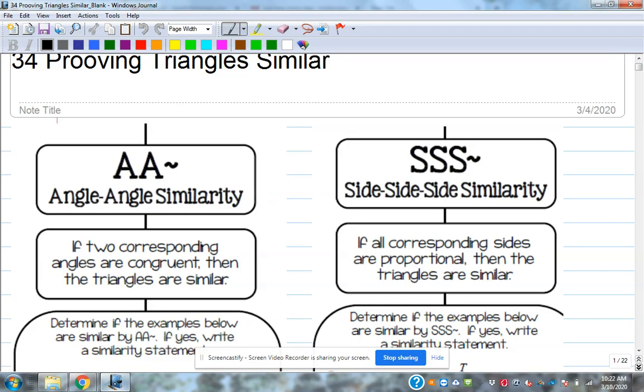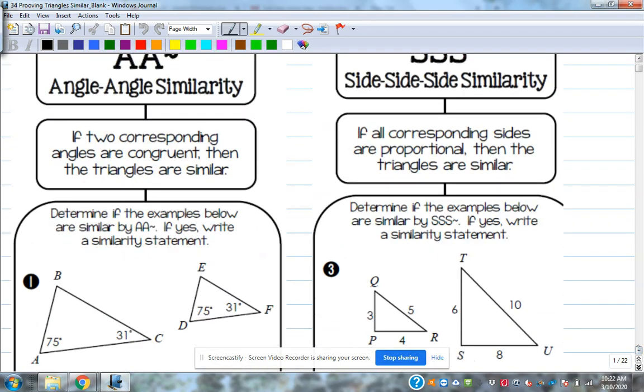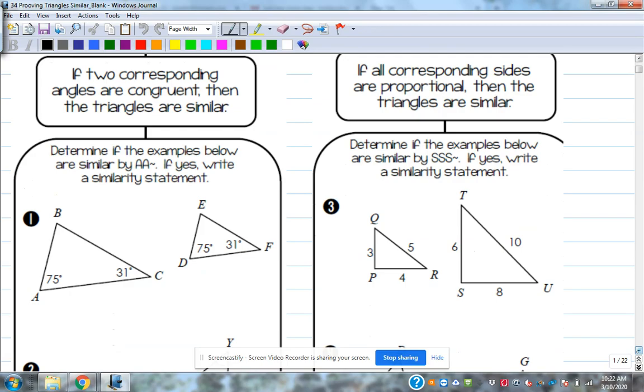So for angle, angle, if 2 corresponding angles are congruent, then the triangles are similar. You just need 2 corresponding angles to be congruent to one another. We would automatically get the third angle to be congruent because we know all 3 angles add up to be 180, right? So if this is 75 and 31, then that one's got to be whatever's left over. This one's 75 and 31. That's got to be the same amount left over because it's going to add to be 180 no matter what. So we really only need 2 angles there. So these 2 triangles on number 1 there, triangle ABC, angle A corresponds to angle D. Angle C corresponds to angle F. So those would be similar.